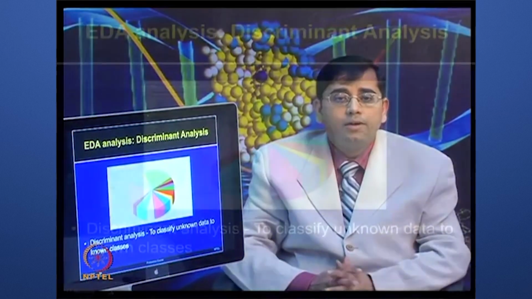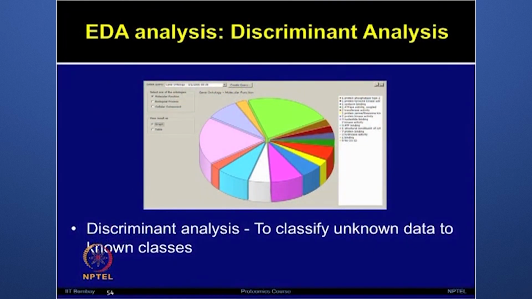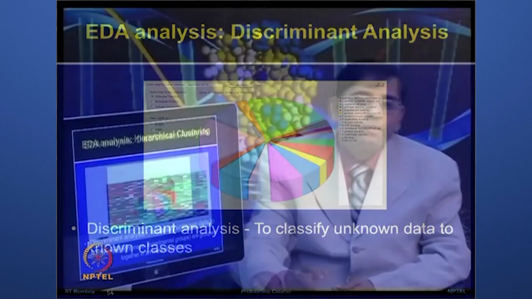Now, by using this software, one can obtain further information about different types of discriminant and classes. So, the discriminant analysis is used to classify the uniform data for the known classes. One can initially take all the proteins which are significant and then try to group those based on the known classes. The hierarchical clustering is another method which is giving very useful information.